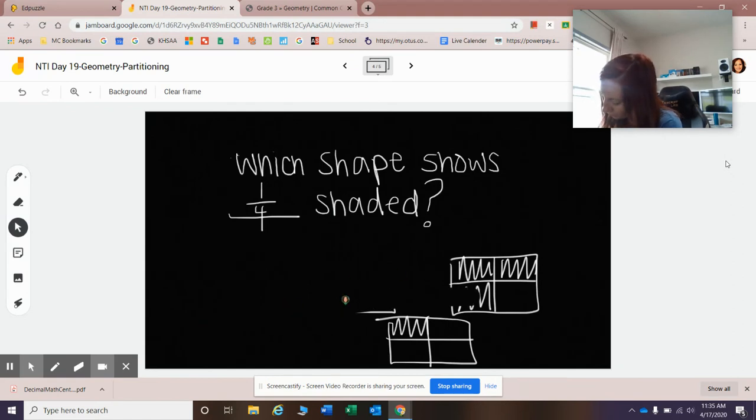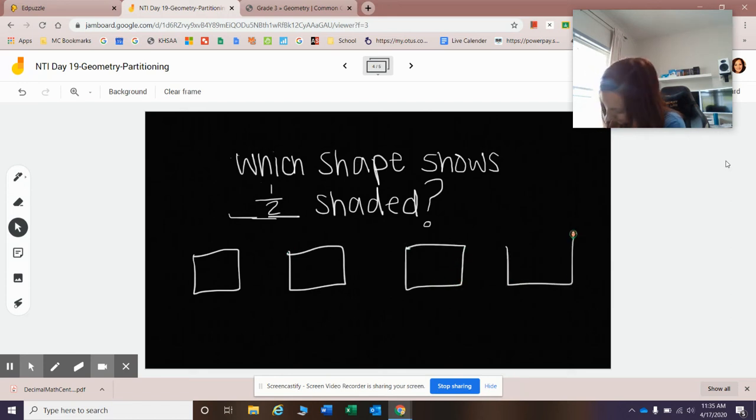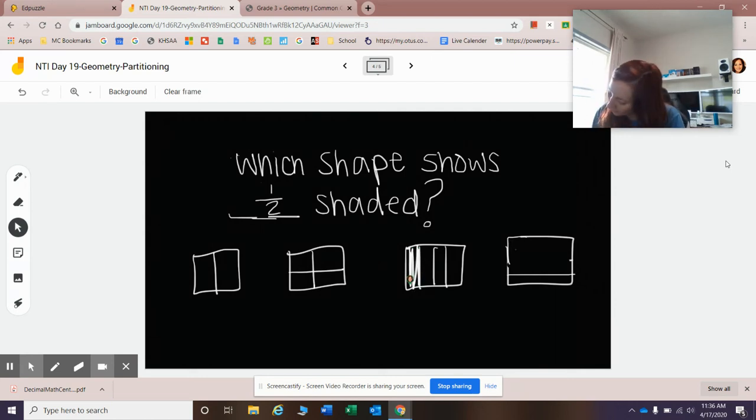What if it asks which shape shows 1/2 shaded? And these were your options. Ooh, no, let's change this one because I've seen this. They try to trick you with this one. Okay, so here's an option. Here's an option. Here's an option. And here's an option.